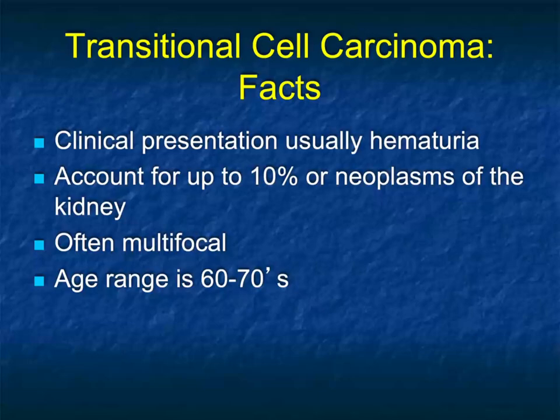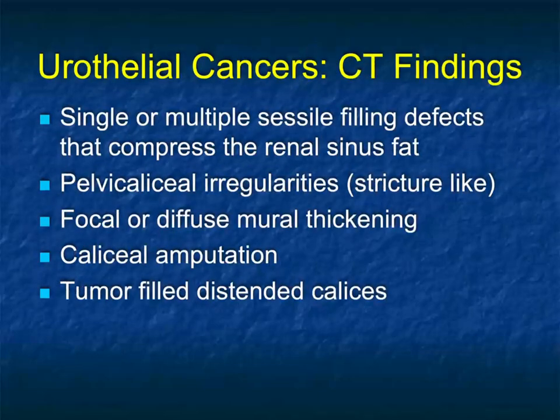One of the things about transitional cell carcinomas, if you don't have excretory phase imaging, you can easily miss these lesions. And in the ER setting, often the studies are single phase. So you need to be very careful that if a patient has hematuria, make sure you surely get delayed phase imaging. Without excretory phase imaging, you will miss transitional cell carcinoma.